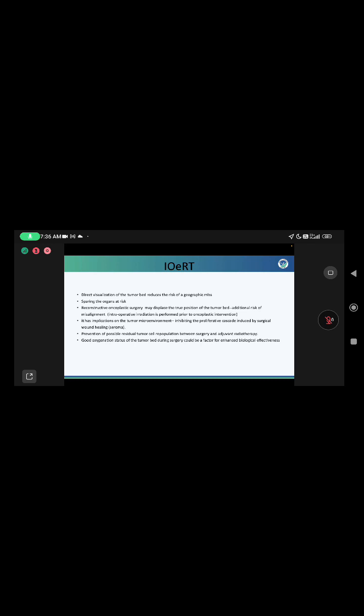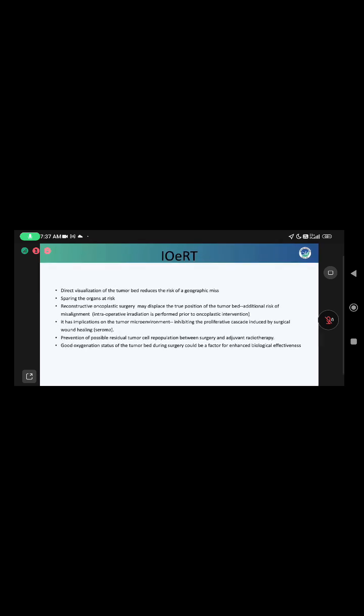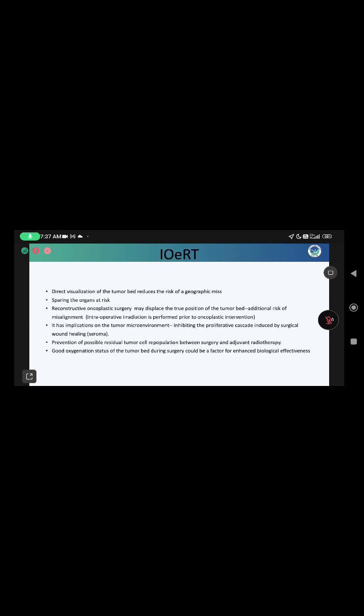We cannot miss anything over there, especially in case of breast and all those things where we do oncoplastic surgeries and rotational flaps and all the clips and then the tumor bed. There are chances of these clips and tumor beds being migrated after the oncoplastic intervention. So IORT is usually performed before any oncoplastic intervention. That is, as soon as the tumor is removed, the bed is usually irradiated after retracting the OARs.